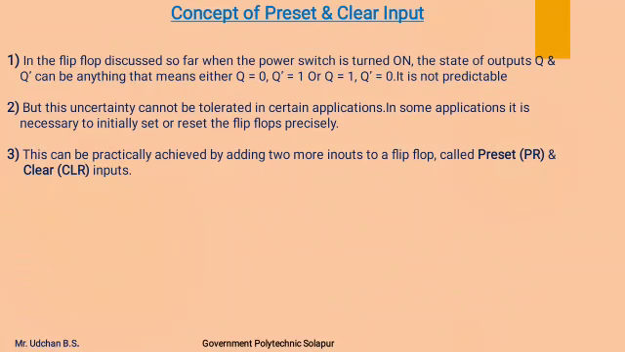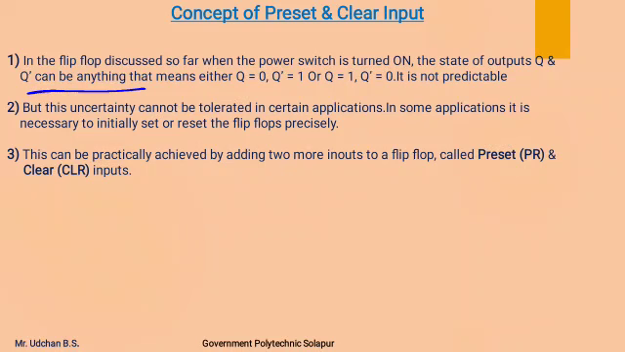Now we will see the concept of preset and clear input. In the flip-flops discussed so far, when the power switch is turned on, the state of output Q and Q complement can be anything. They can be in set condition or in reset condition. We cannot predict the output status when we turn on the flip-flop. Q may be 0 or 1, Q complement may be 1 or 0. But this uncertainty cannot be tolerated in certain applications. In some applications it is necessary to initially set or reset the flip-flops precisely.